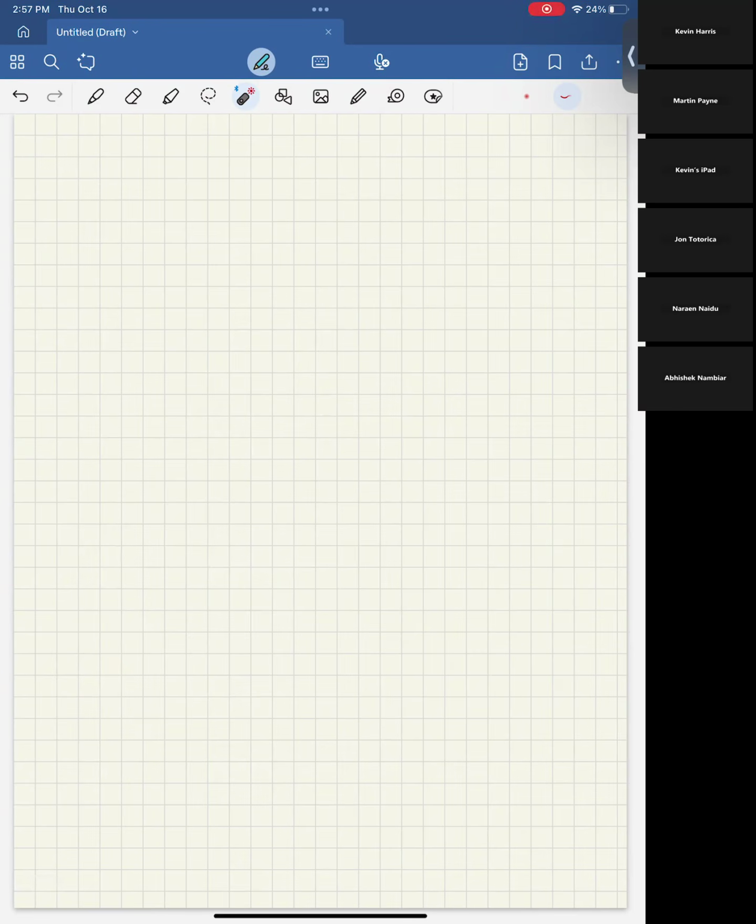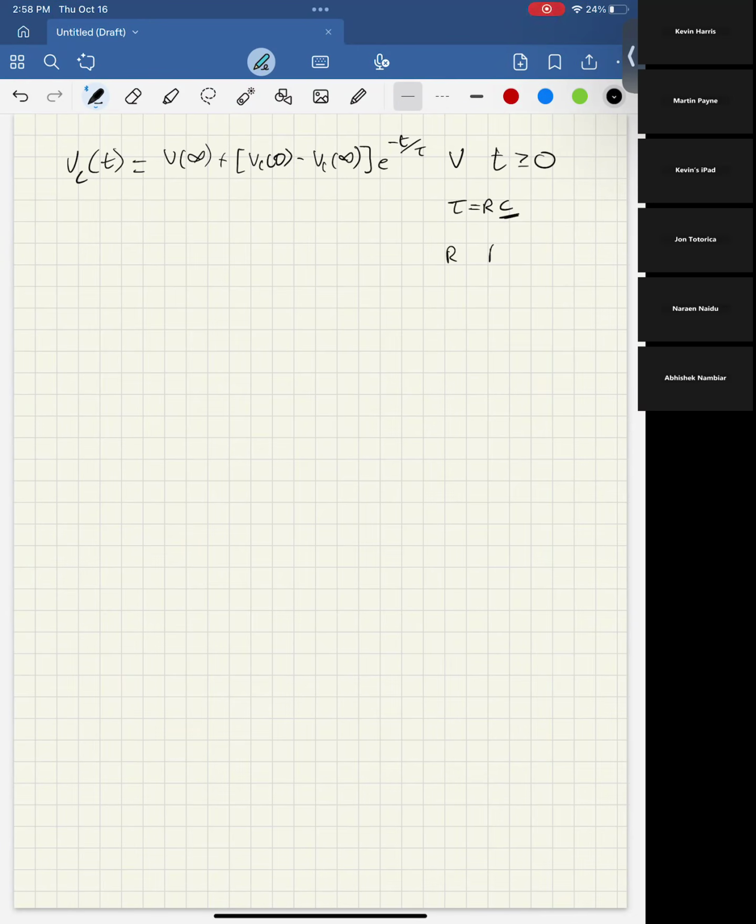So capacitor questions, the key equation you need to know is that VC of t equals V of infinity plus VC of 0 minus VC of infinity times e to the negative t over tau volts for t is greater than or equal to 0. Make sure you have this part. It's just some silly points that will be taken off if you don't have it, because technically it's wrong if you don't have a unit or a time frame. And tau is RC, where C is the capacitance of the capacitor, and R is basically the RTH from the perspective of the capacitor.